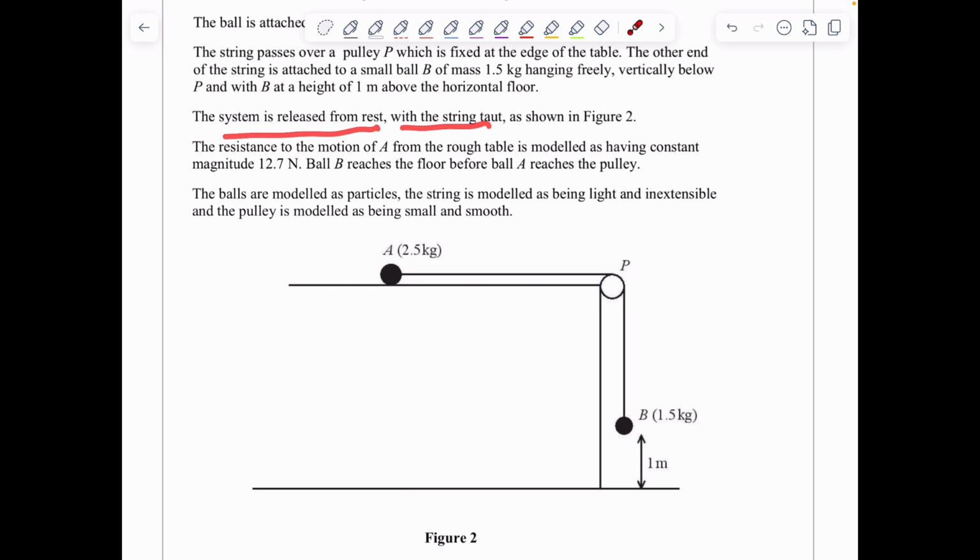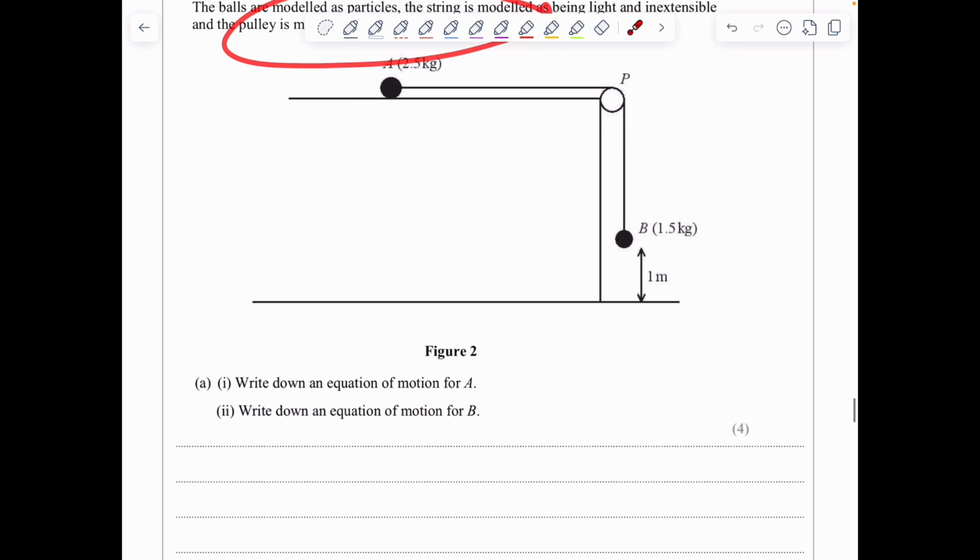The resistance to the motion of A from the rough table is modeled as having a constant magnitude of 12.7 Newton, and ball B reaches the floor before ball A reaches the pulley. Now we are modeling the balls as particles, the string as being light and inextensible, and the pulley as being small and smooth. And in part A, we are asked to write down an equation of motion for A and then an equation of motion for B.